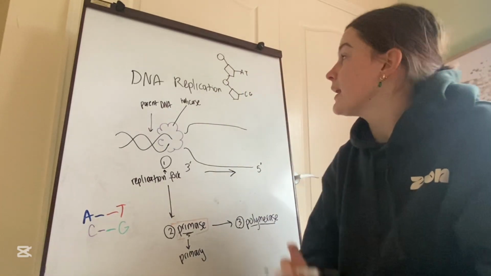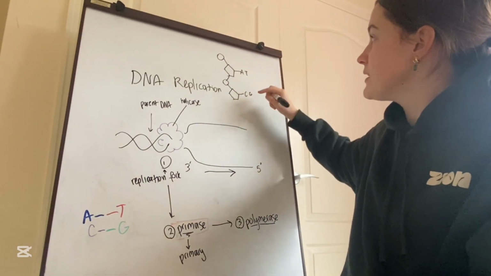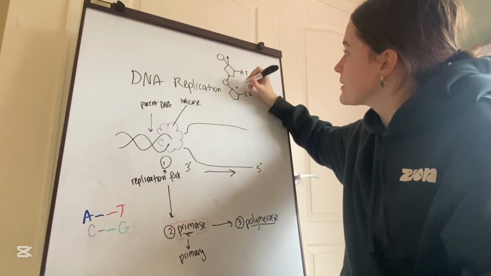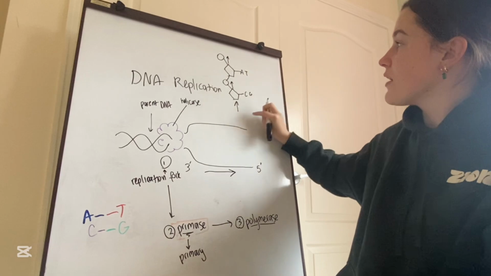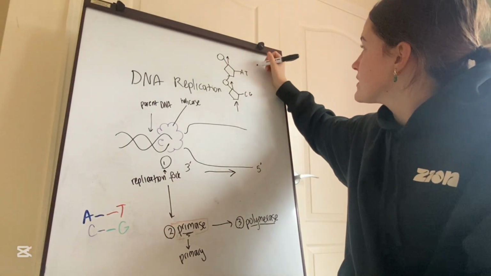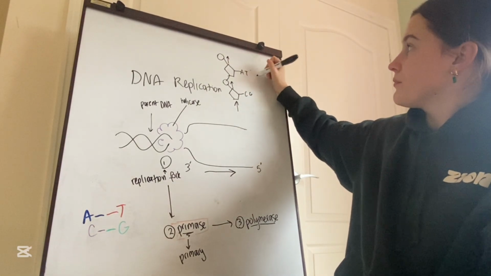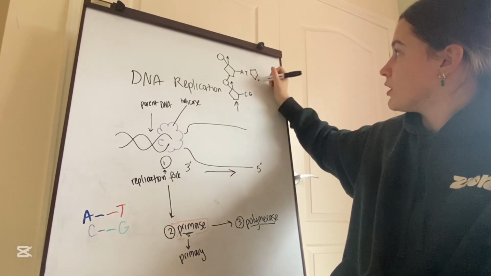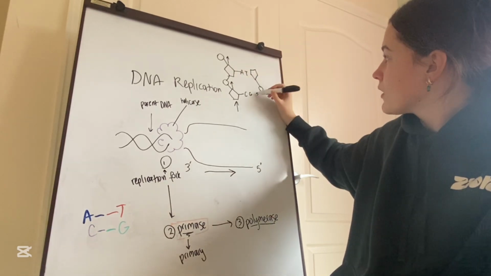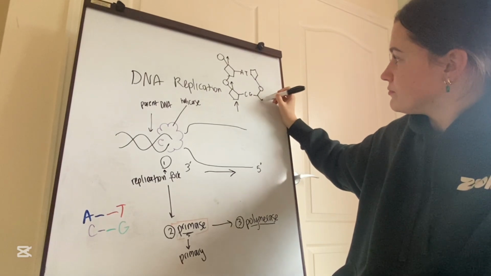However, on the other side, so this runs this direction because this is the way the sugars go, okay? If that makes sense. However, on the other side of the DNA, it actually is the opposite. The sugar runs this direction. I can't draw, I'm so sorry, but the sugar runs this direction.